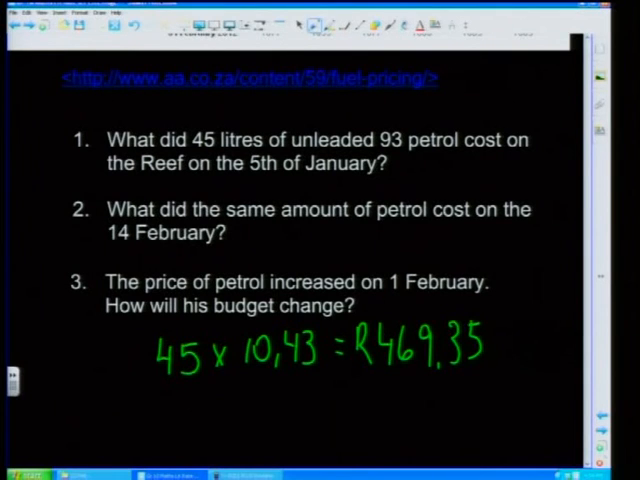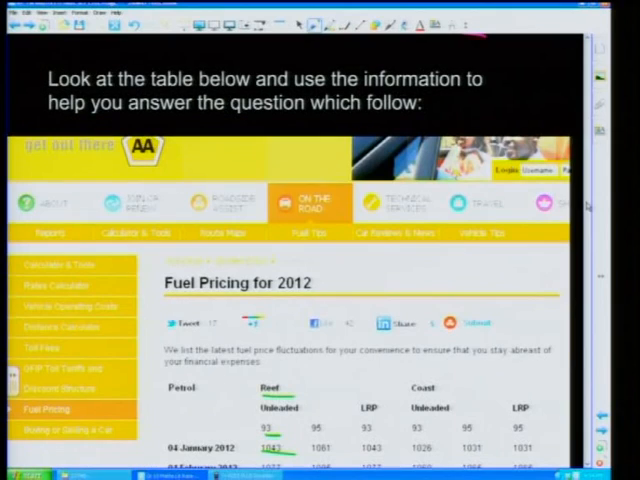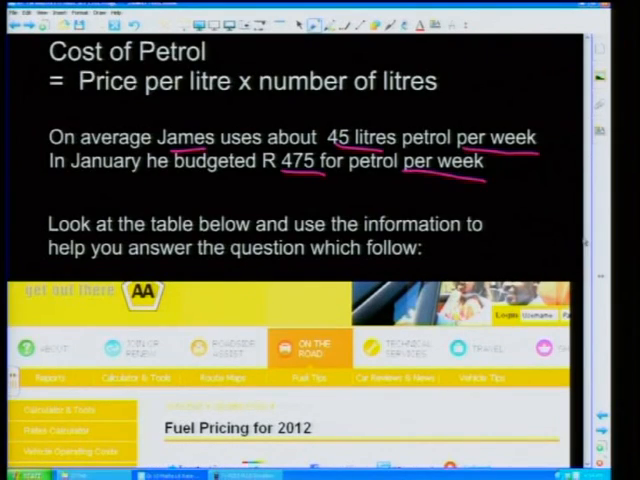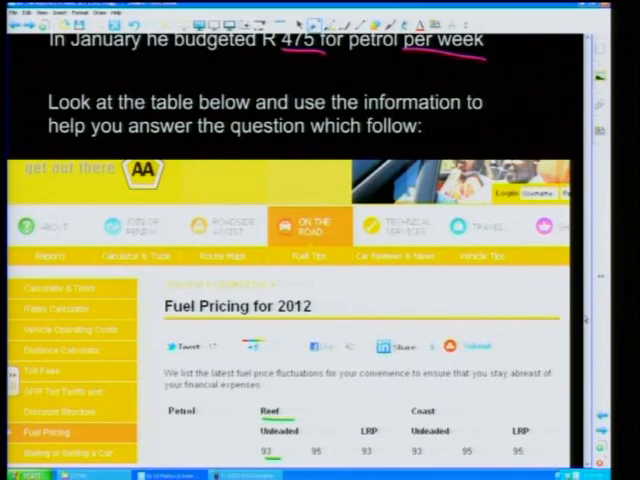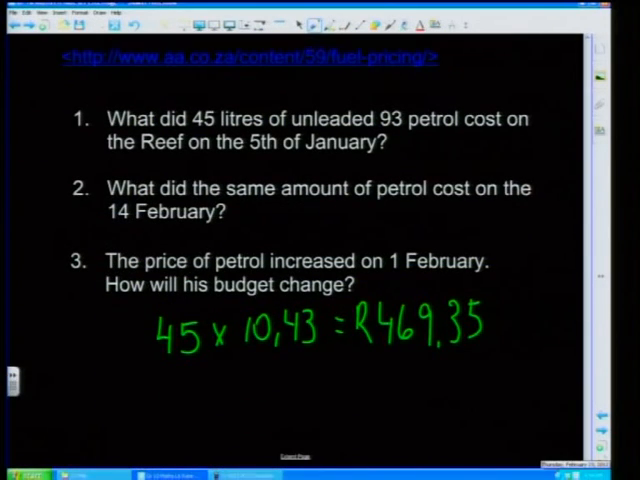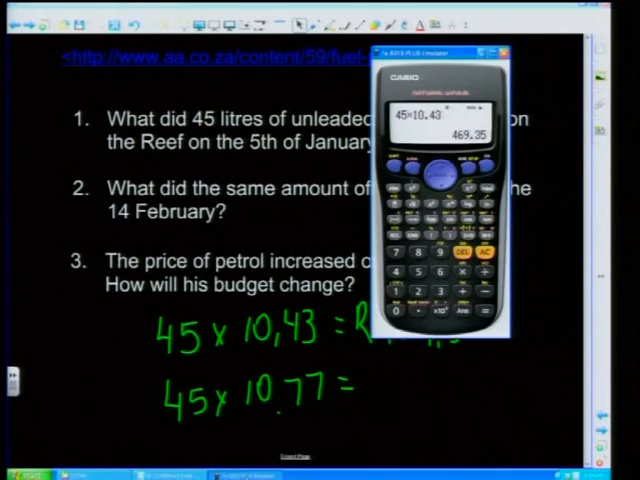What did the same amount of petrol cost him on the 14th of February? Well, our rate went up. So the 14th of February was now what we're paying at the moment, R10.77. So let's see if we can go down to our page, and we've got our 45 litres. Now we're timesing it by R10.77, and let's quickly get an answer for that before we run out of time. 45 times R10.77, and we get an answer of R484.65.